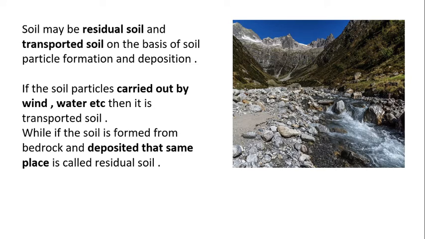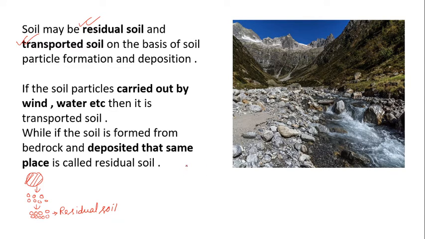Now, soil is again of two types on the basis of soil particle formation and deposition. These are residual soil and transported soil. So what is residual soil and what is transported soil? If this is a rock particle, a big rock, it is fragmented to form small soil particles. If these soil particles are deposited in their original place, or on the place of their origin, then it is called residual soil.